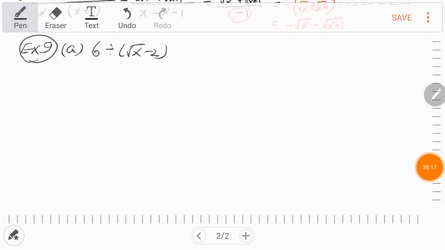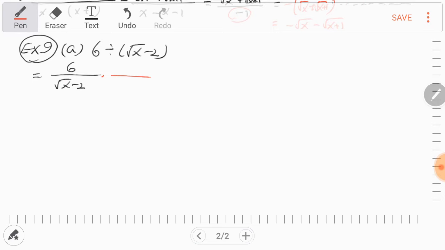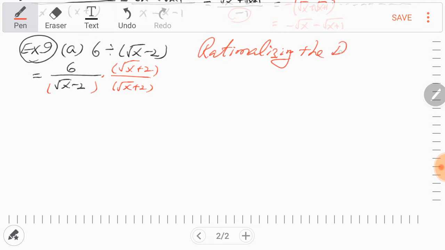This is a division, so we have to make it a fraction first. So 6 divided by square root of x minus 2. And then the denominator contains a radical, so we have to multiply by the conjugate of the denominator. Multiplying the fraction by the conjugate of the denominator is called rationalizing the denominator. This means multiplying both top and bottom by the conjugate of the denominator.